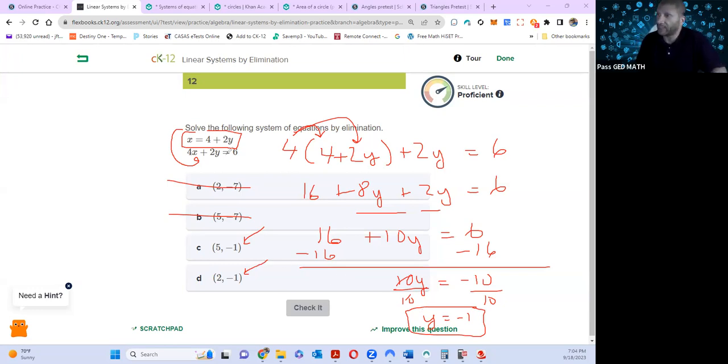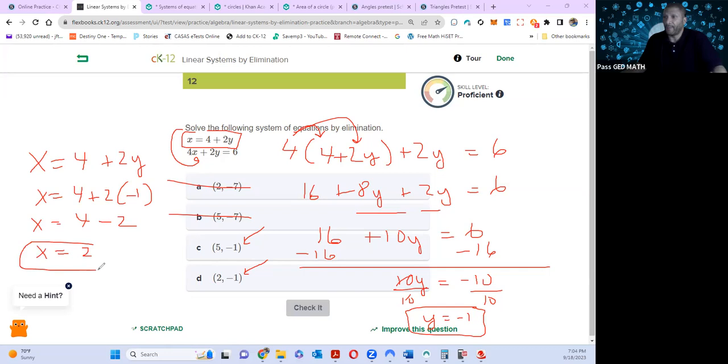So now I'm going to plug this into one of these equations. Well, it's very easy. x equals 4 plus 2y. x equals 4 plus 2 times -1. x equals 4 minus 2. x equals 2. Bang, bang, bang, bang, bang. (2, -1). Found our answer.